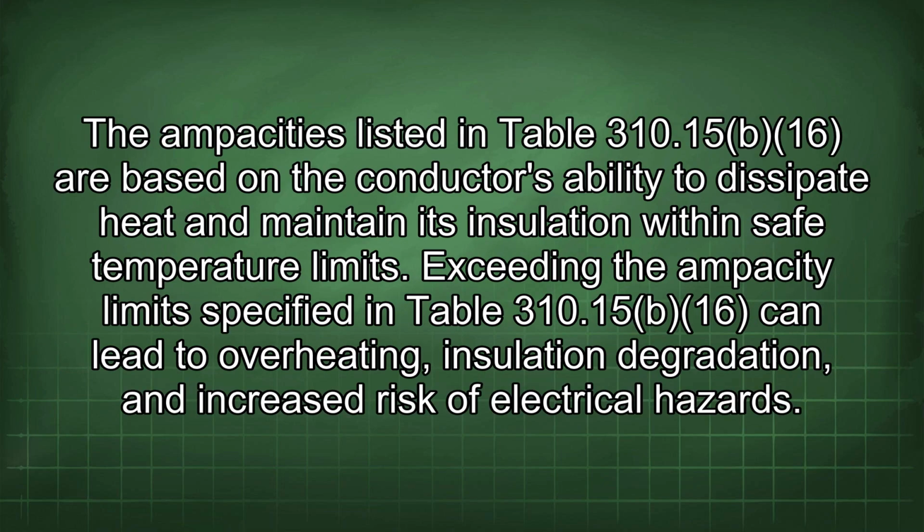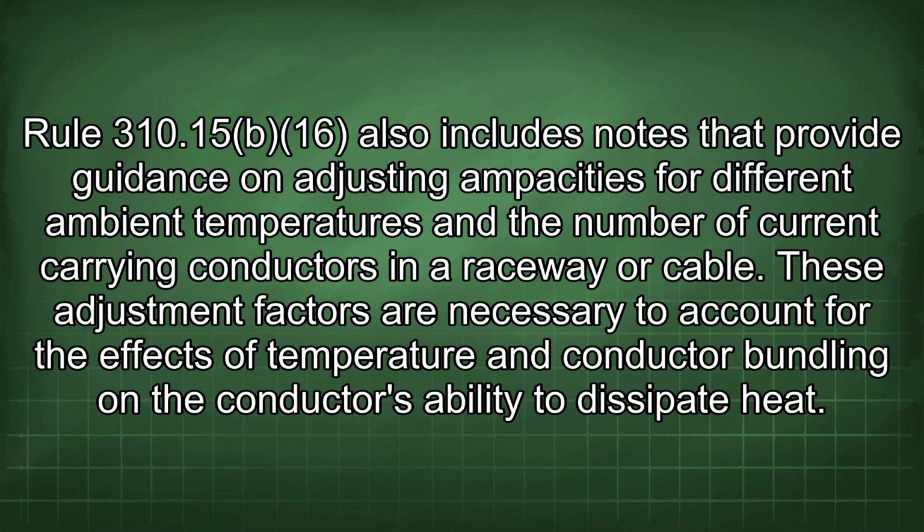The ampacities listed in Table 310.1516 are based on the conductor's ability to dissipate heat and maintain its insulation within safe temperature limits. Exceeding the ampacity limit specified in Table 310.1516 can lead to overheating, insulation degradation, and increased risk of electrical hazards. Rule 310.1516 also includes notes that provide guidance on adjusting ampacities for different ambient temperatures and the number of current carrying conductors in a raceway or cable.